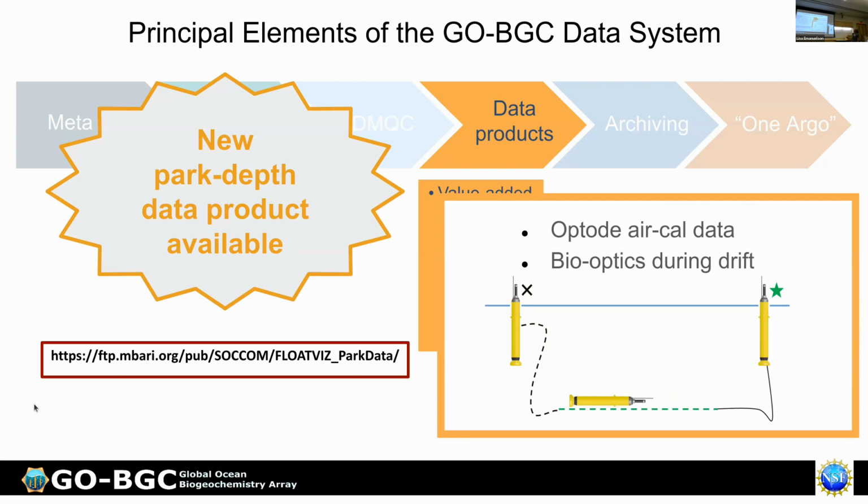And then Embari is also working on a new park depth data product. Many of the floats, while they're drifting at depth, are also recording things like biooptics. Some of them record temperature, pressure, and some other things as well, but mostly it's optics and temperature, and that data are now available from the FTP site at Embari, and I think are going to be incorporated into the Argo trajectory files at some point in the future.